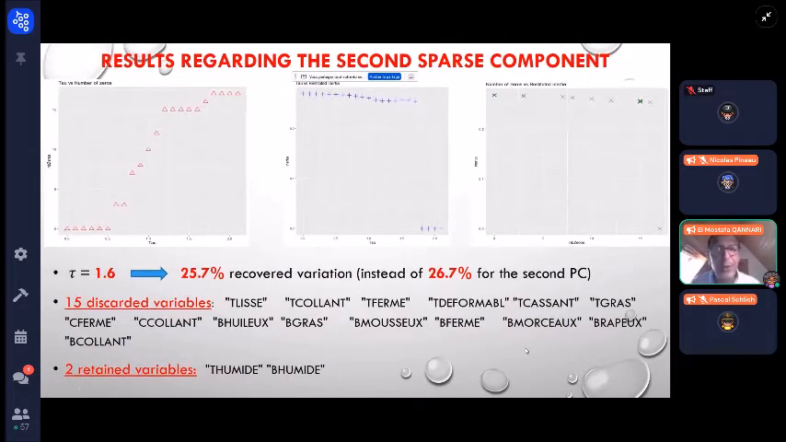Now for the second sparse component, you have very similar results. You can go up to 15 variables without the total variance decreasing significantly. That's what I did for tau equal to 1.6. You have a percentage of variance of 25.7 compared to 26.7 for the real second PC, not sparse PC. And regarding the variables, only two variables were retained, T-humid and B-humid. And you can remember certainly that these are the two variables that were along the second principal component.